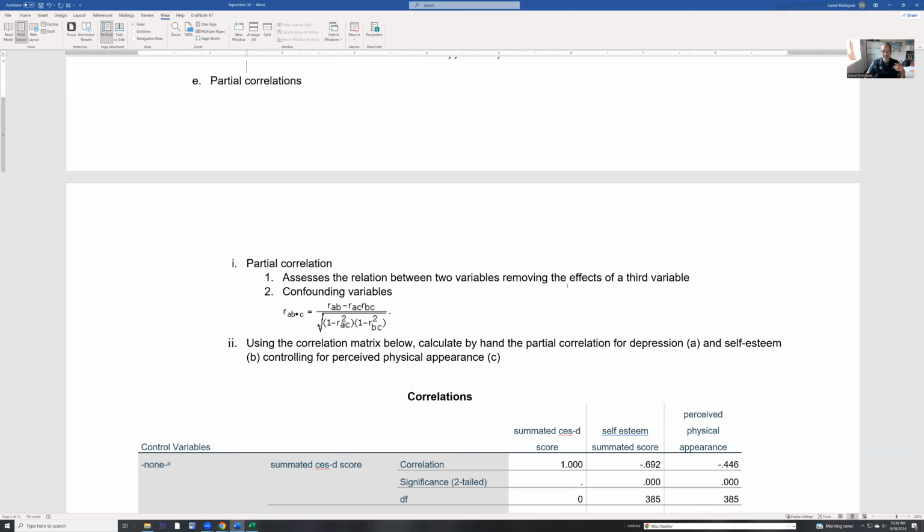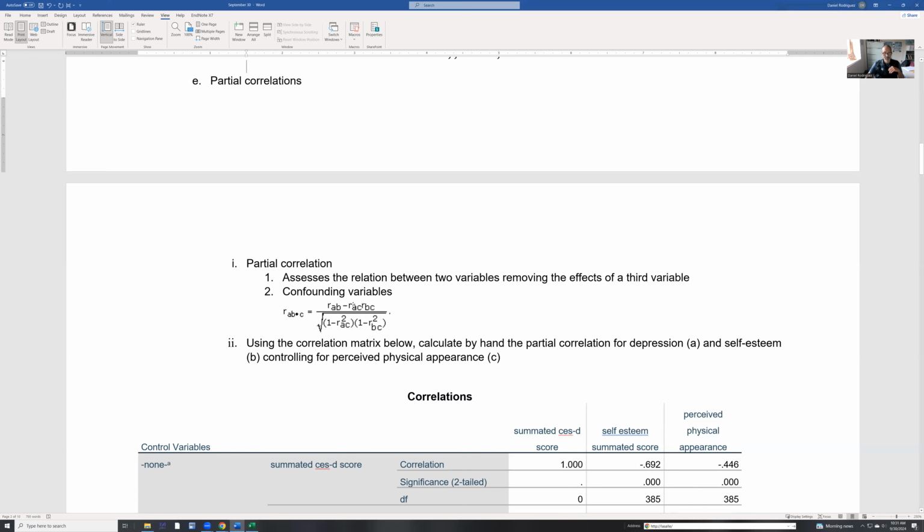So we often like to eliminate the effect of the confounding variable. By doing that, we can get a better, clearer relation between the two variables. And the equation for doing a partial correlation, in this case, we're correlating A and B. These are just generic terms, A and B. And we're eliminating the effect of variable C. So C is our confounding variable.